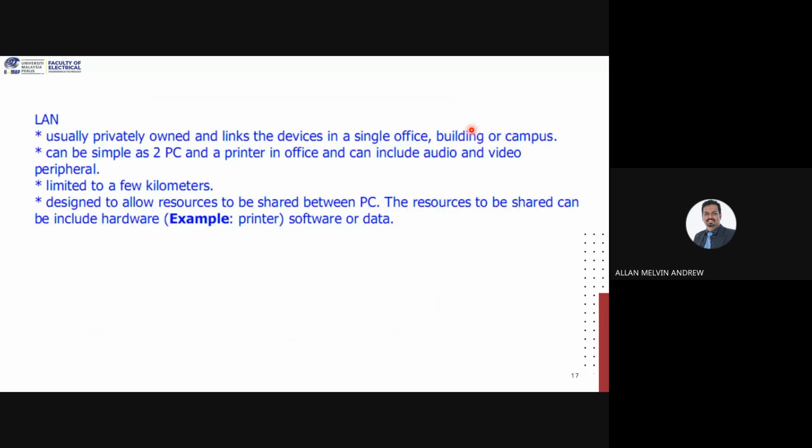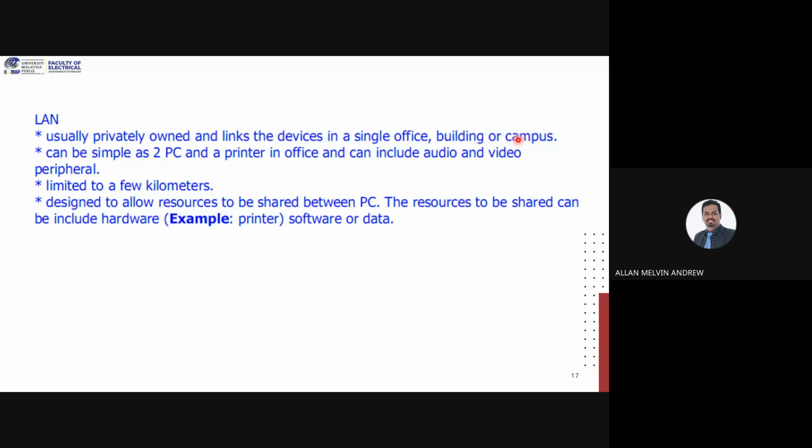Okay, so LAN is local area network, usually privately owned, and links the devices in a single office, a building or campus. So it is privately owned. Okay, so let's say like Unimap. So Unimap is privately owned. So we have a management that runs the university. So we consider it as privately owned and links the devices in a single office building or campus.